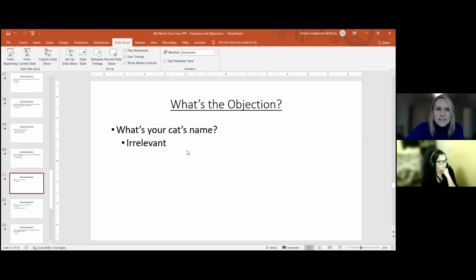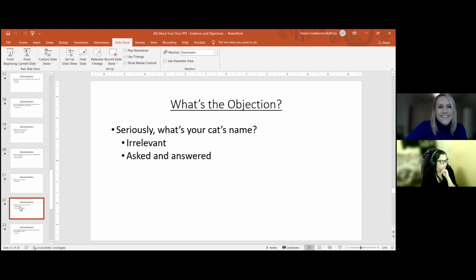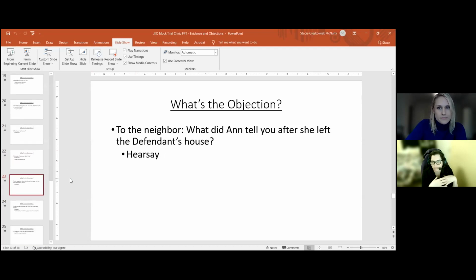Okay, if we're in a murder case, what's your cat's name? We don't care. So you'd say objection, irrelevant. And the judge would ask the other side to respond, and they probably wouldn't have a very good response. So the objection would be sustained, and the attorney would move on and ask a different question. Seriously, what's your cat's name? Irrelevant, asked and answered.